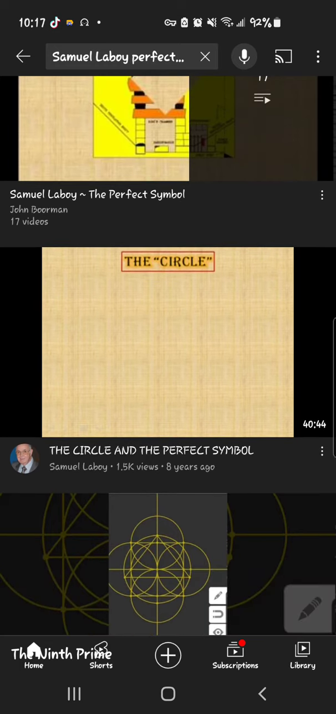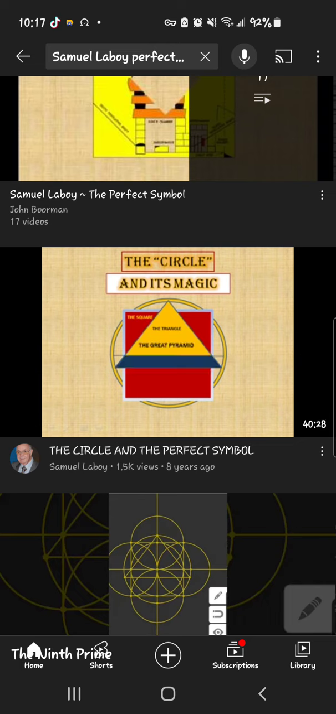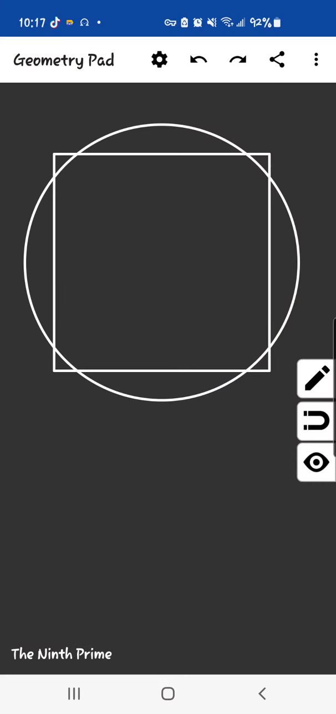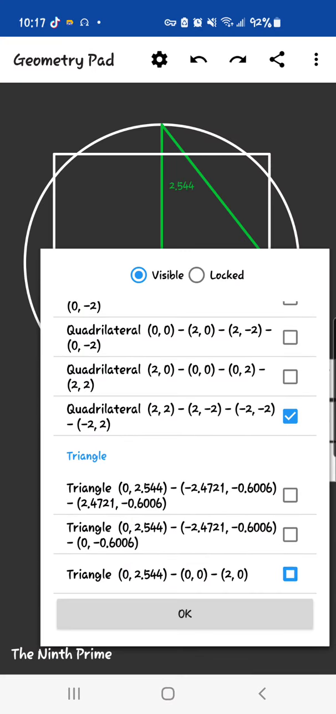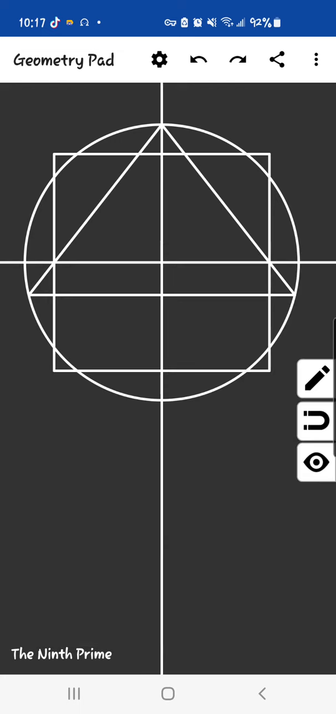Samuel LeBoy has a video that says the circle and the perfect symbol. In the video, you see in a preview the circle and its magic, and the triangle also, and all the measurements. If I input the triangle on this one, the last one, you see, that's the perfect symbol. That's what the perfect symbol is all about, and it reveals a whole lot of secrets.